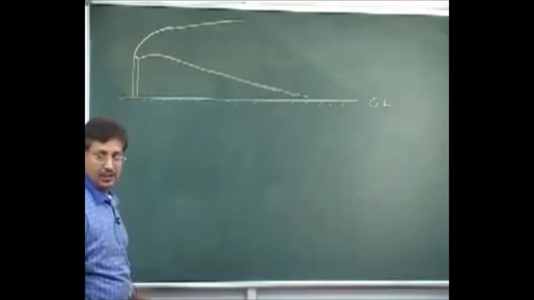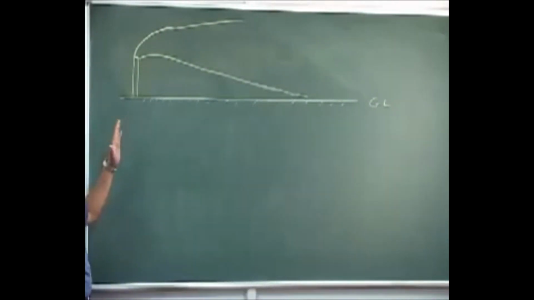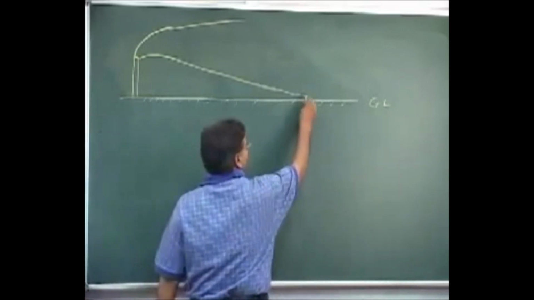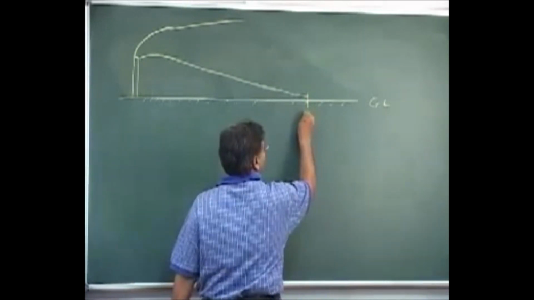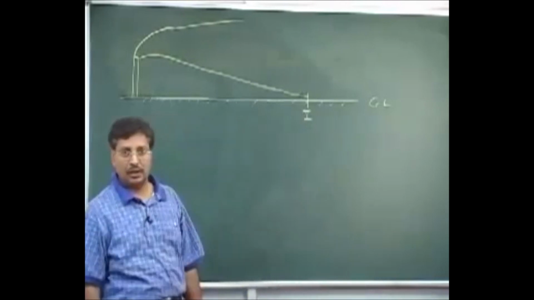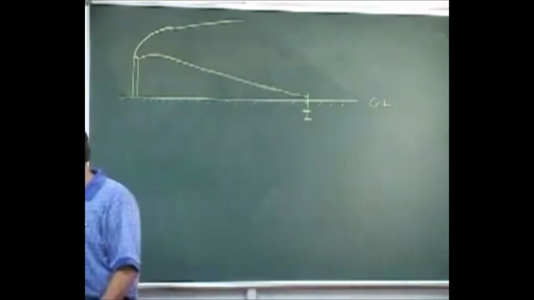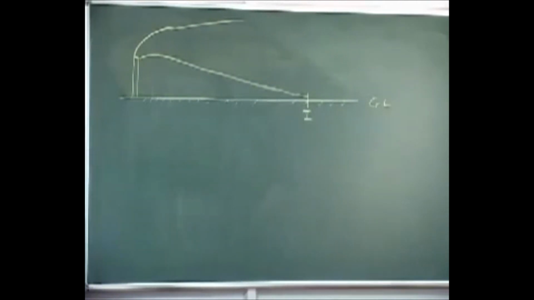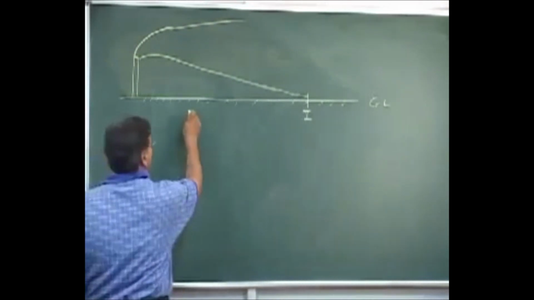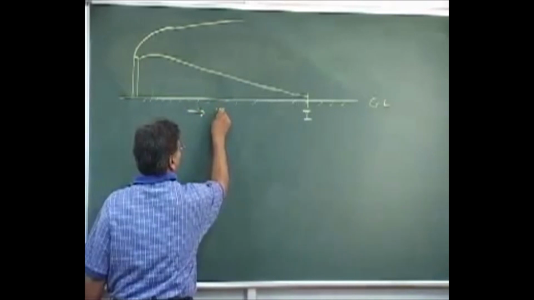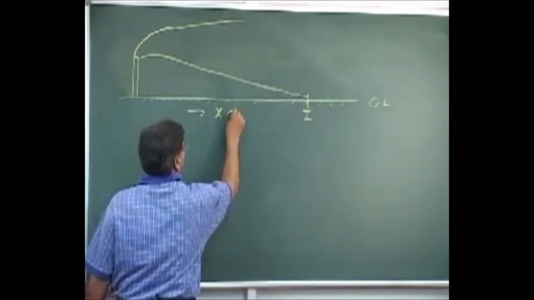At some point, the plume is likely to touch the ground. Let me call this point I. At some point, the plume is likely to touch the ground. Let me call that point I. And don't forget this is my x direction.